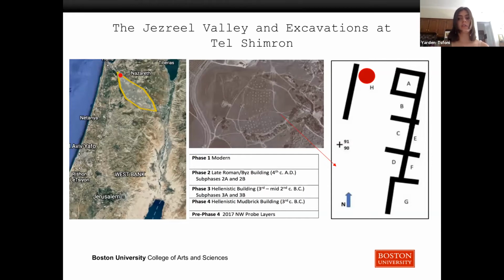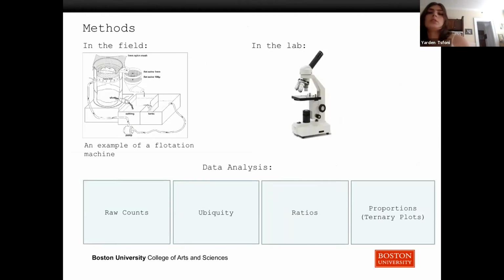Our hearth, which is kind of like an ancient oven, is located in area H, and 2 samples were collected from there. So the methods used for all of this work: in the field, 55 soil samples were collected by archaeologists from grid 9490 through 91 and were processed using a flow-tech machine like the one on the slide. From there, soil samples were sent to the BU Environmental Archaeology Lab, where I was able to begin my research.